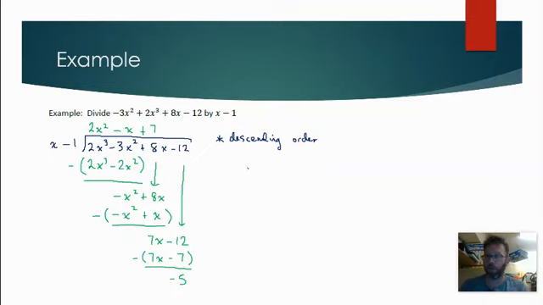For most of our problems, I'm going to continue to write out this expression we can use to check our answer. What we have just shown is that 2x cubed minus 3x squared plus 8x minus 12 is equal to x minus 1 times 2x squared minus x plus 7 with a remainder of minus 5. And again, we like writing these statements, at least initially with our long divisions, because it allows us to check our answer. And we definitely will do some checks.